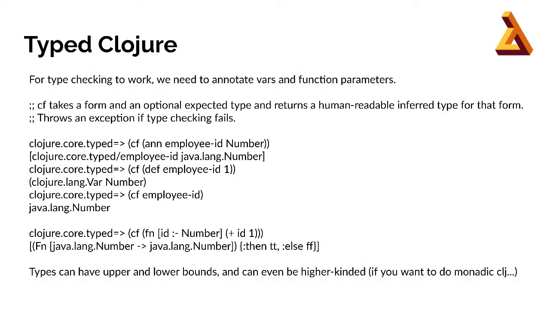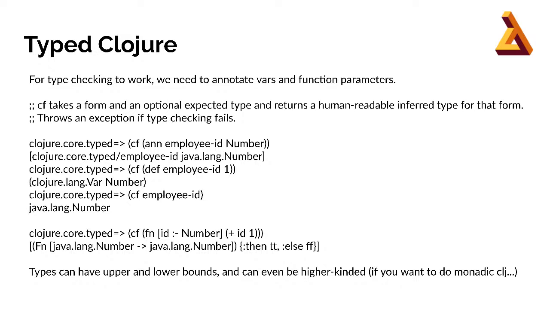So let's see a little bit more about how it works. Basically, we annotate vars, we annotate function parameters, in the same way as if you're writing a Java program, you're saying, yes, my method takes in a string and returns a string. It's the same concept, so it's not difficult to understand, I think. cf is a function that takes a form and a type option, and it returns a human readable inferred type. And if something goes wrong, it throws an exception. So we're saying here, annotate employee-id with a number. So this employee-id is a number, it must be. And then if we define employee-id 1, yeah, it's a number, great. And if we check what employee-id's type is inferred to be, yeah, number. Well, that makes sense, cool.